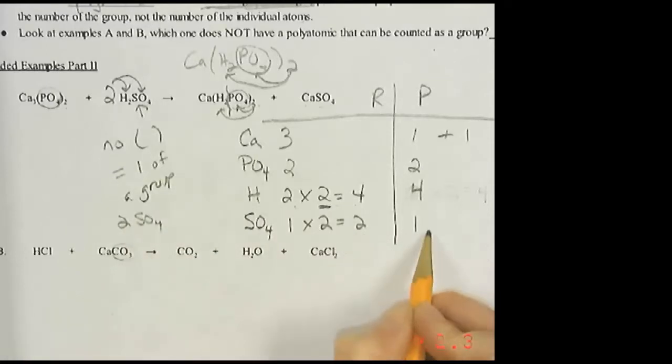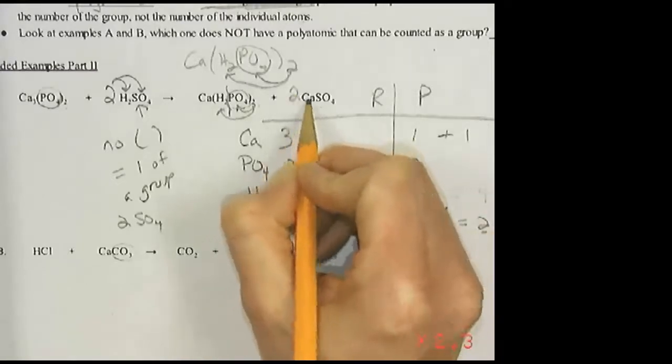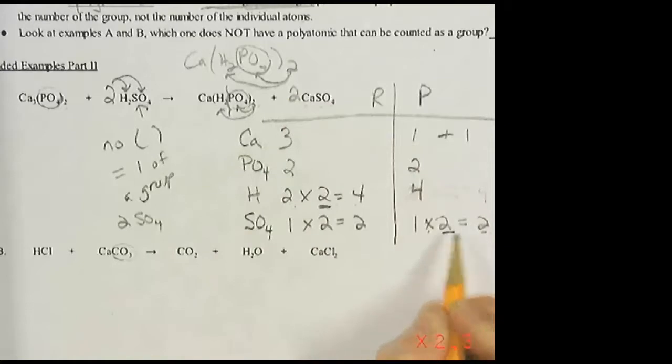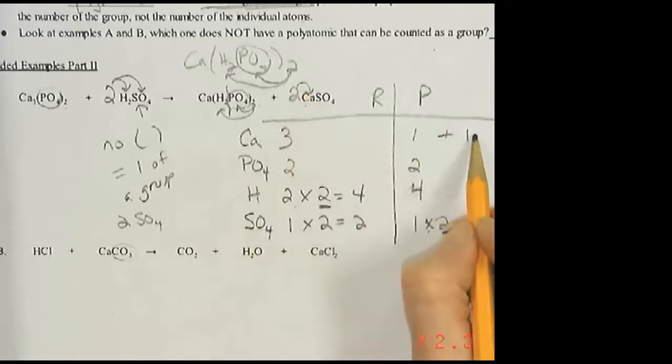So now my sulfates are not balanced, so I'm going to multiply by 2 here to get 2 sulfates. Okay, I'm going to put my multiplier on the product side in front of the formula that has sulfate in it. Okay, that's going to change my calcium.